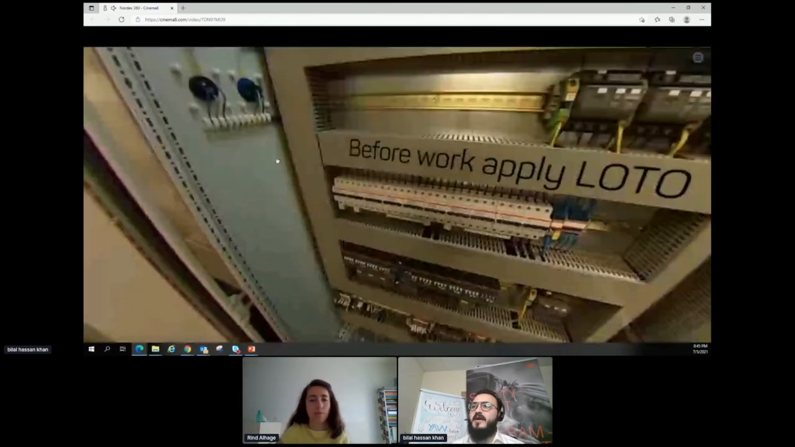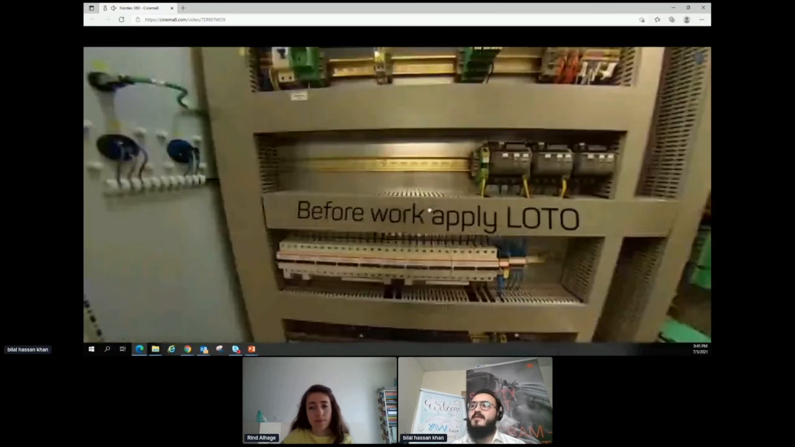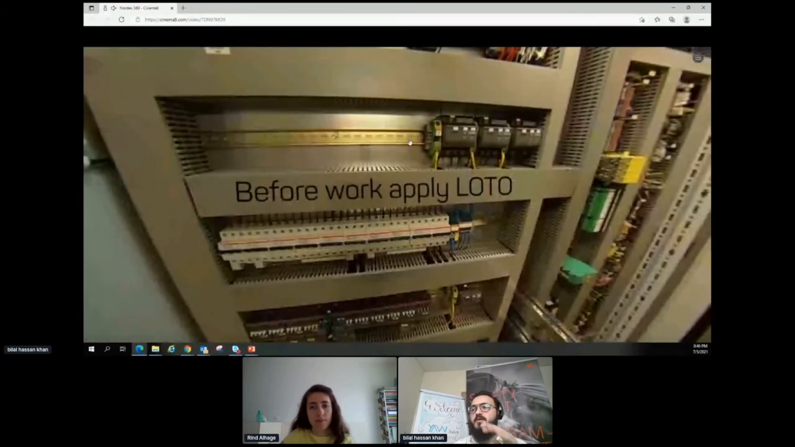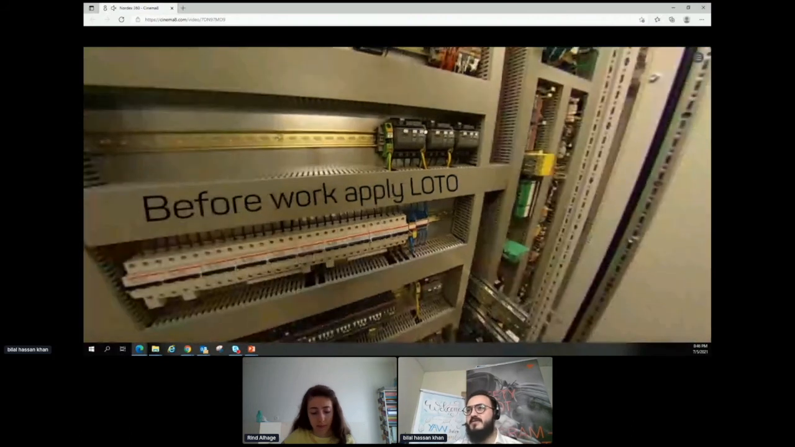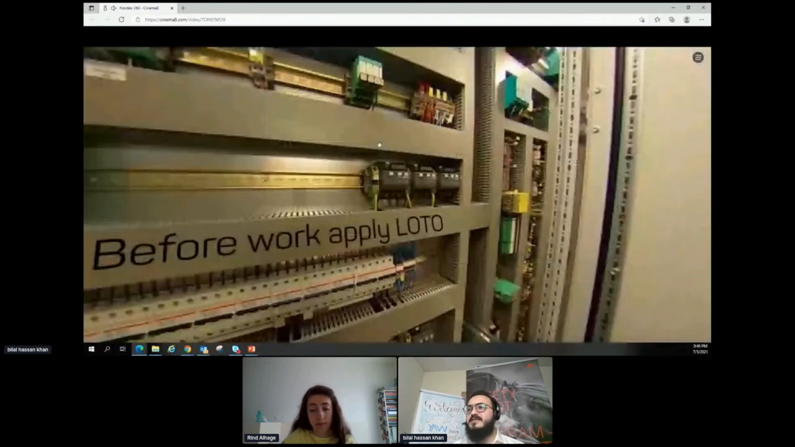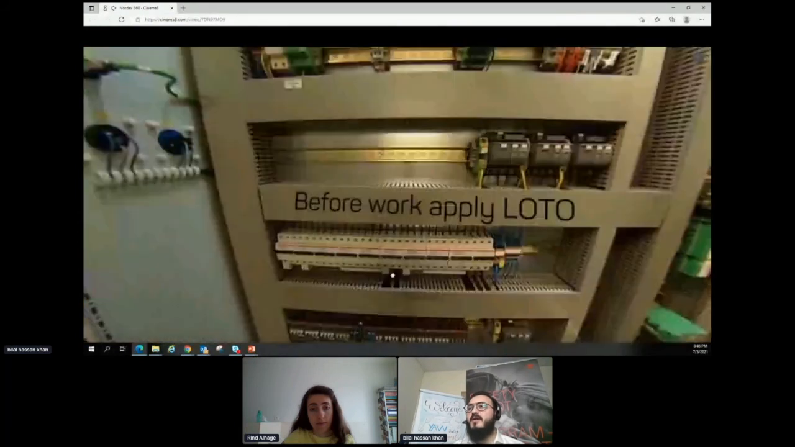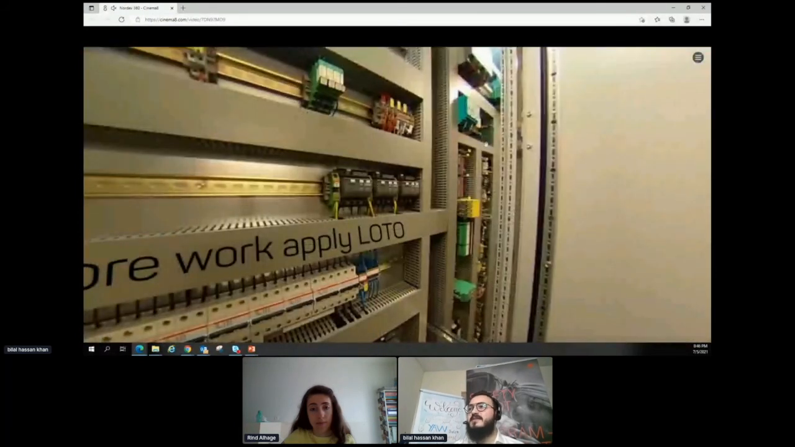Okay, we are inside the panel right now, and this is an instruction, and it must be, because before you start work on any electrical component, you have to apply the LOTO, lockout tagout procedure. This is really important, and all good industries are implementing this procedure. Inside this panel, you can see there are some breakers, and also we can see some Interbus and Profinet cards. These cards belong to the PLC system.